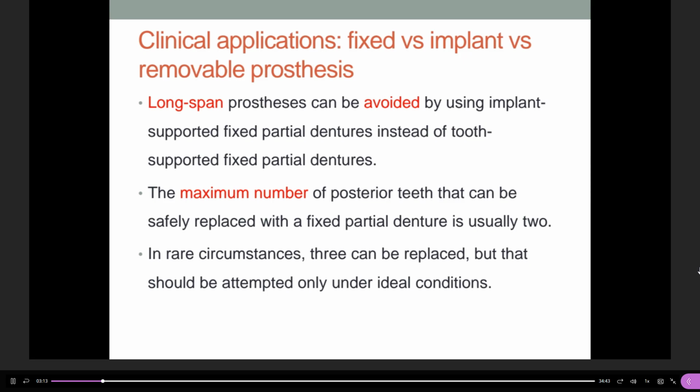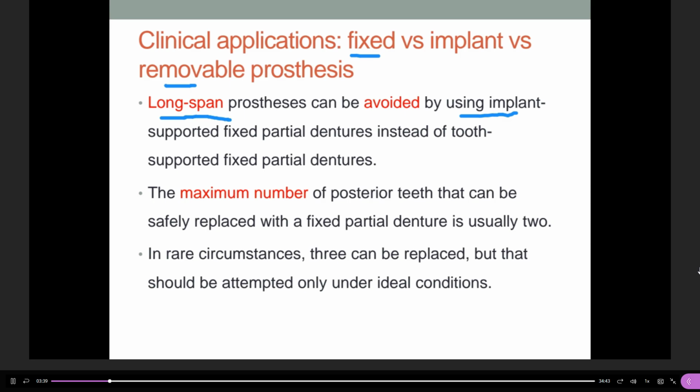So what are the clinical applications? Let's see where we should give fixed, where we should give implant, and where we should give removable prosthesis. So you should always avoid long span prosthesis. They should always be supported by implants. Any situation where there are more than 3 teeth missing cannot be ideally replaced with a proper fixed prosthesis. And in this situation, you have to go for an implant.